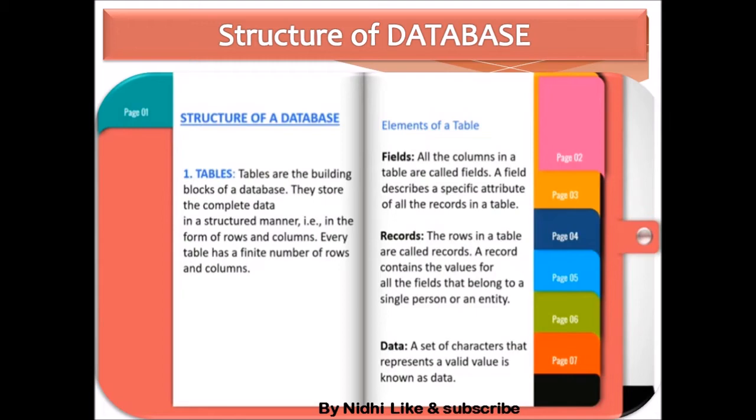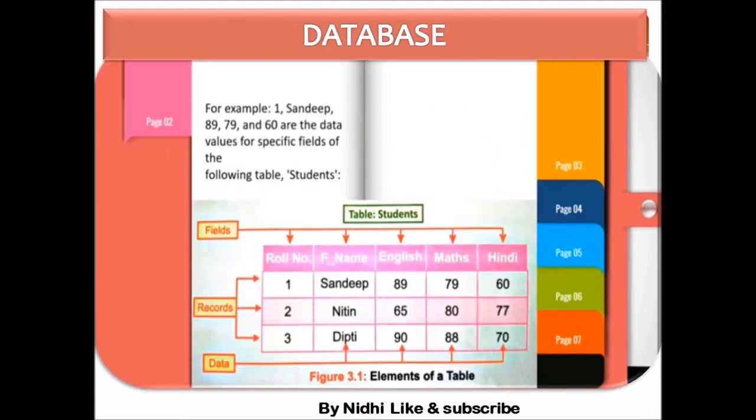So here you can see an example. The name of the table is Students. In this table we have fields. Field means column, and a column is the vertical thing. Roll number, first name, English, marks, Hindi, these are the fields. Records means rows. The first row is 1, Sandeep, 89.